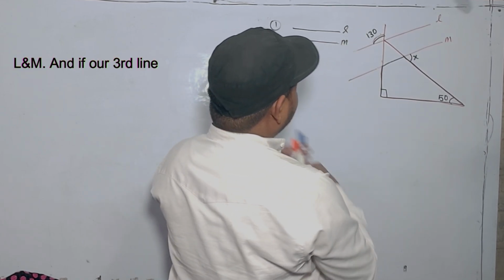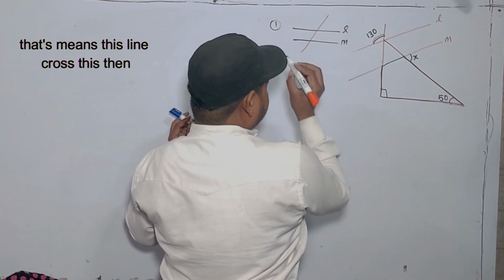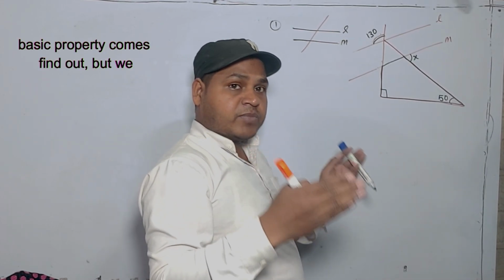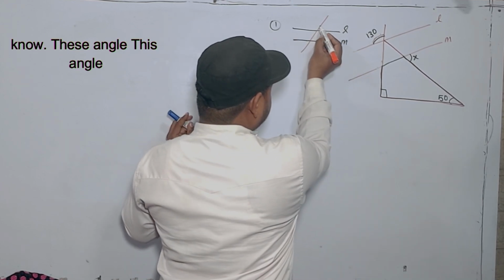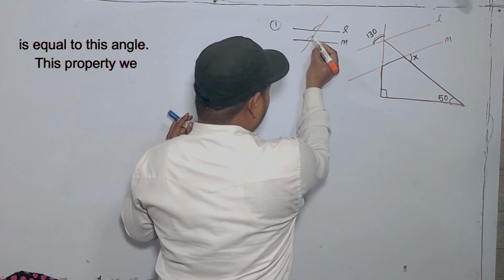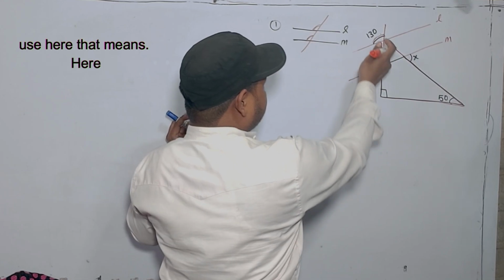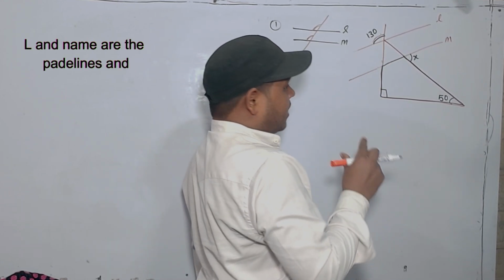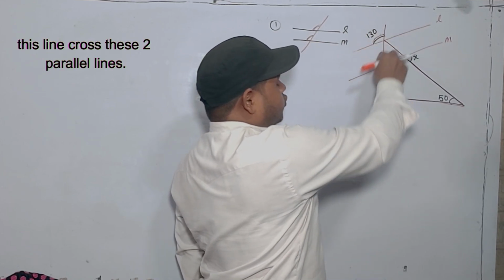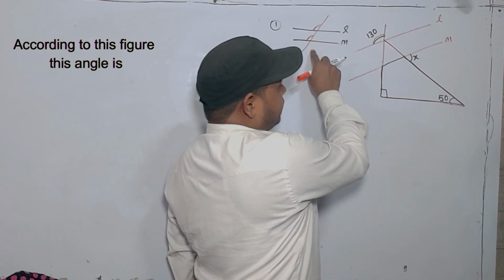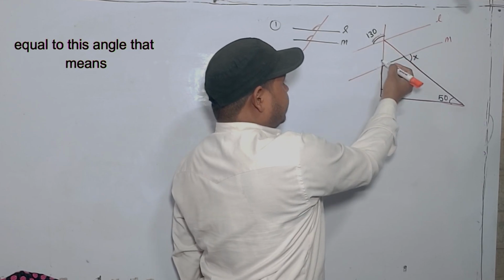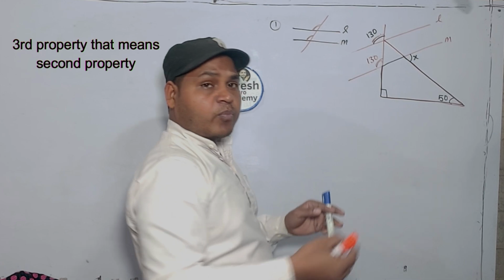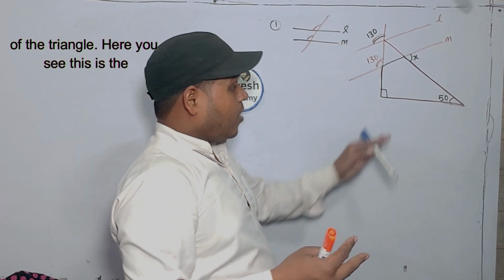And if a third line crosses these, then many angles are formed and many basic properties come out. But we know this angle is equal to this angle. This property we use here. That means L and M are parallel lines, and this line crosses these two parallel lines. According to this figure, this angle is equal to this angle, that means 130 degrees.